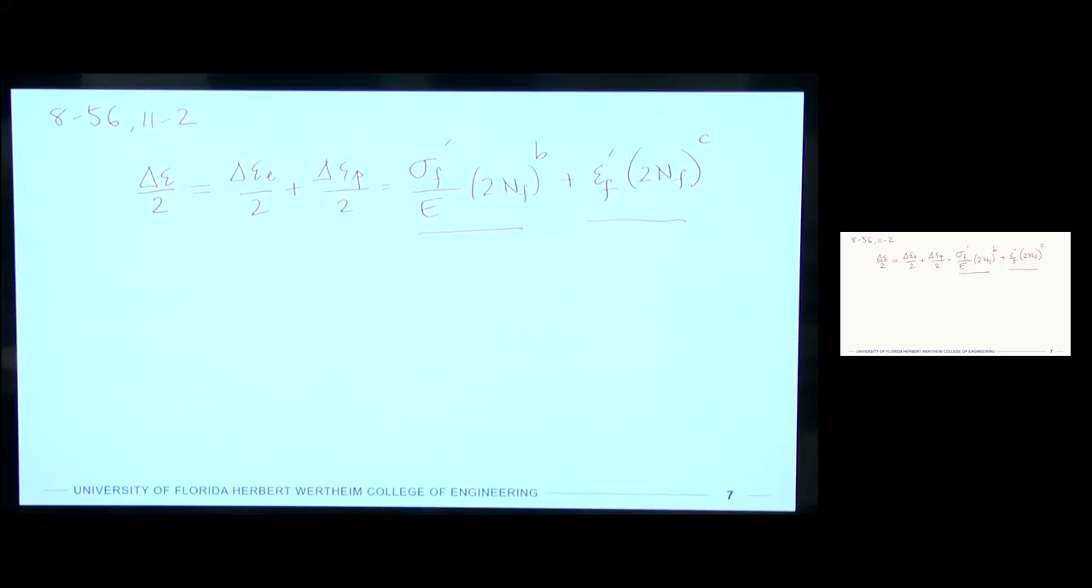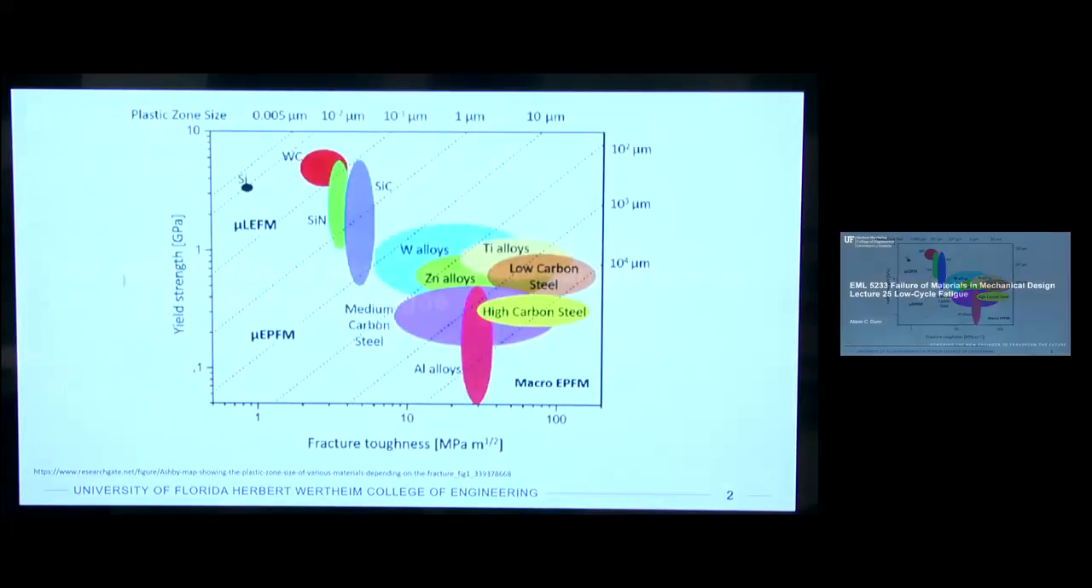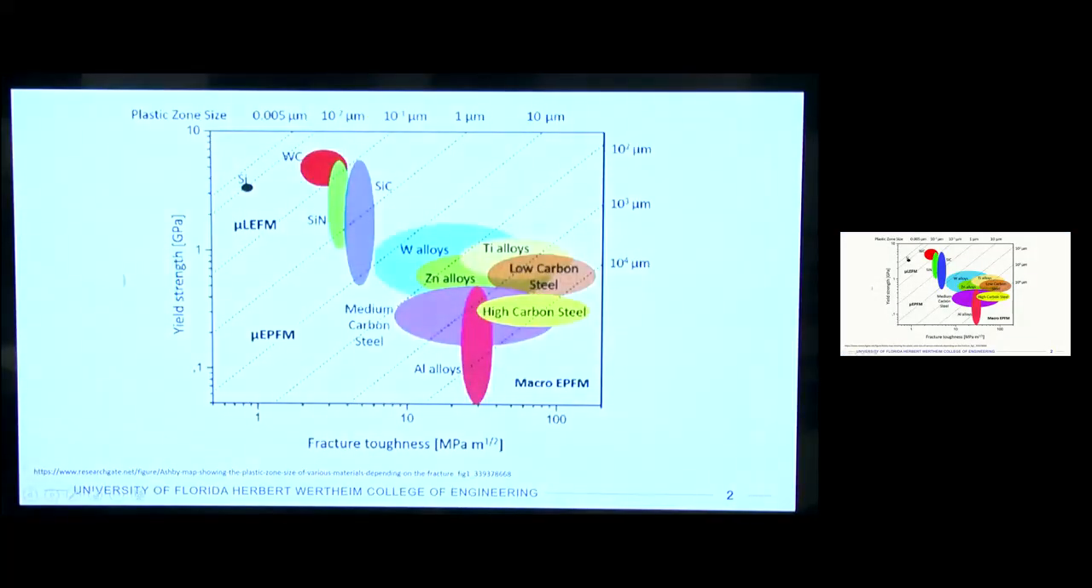There's a nice discussion in the textbook also about choosing materials and whether you want high strength and high ductility or whether you want higher fracture toughness. And because we have those two, those are not necessarily correlated. And I found a very nice chart to show you how these things might play together.